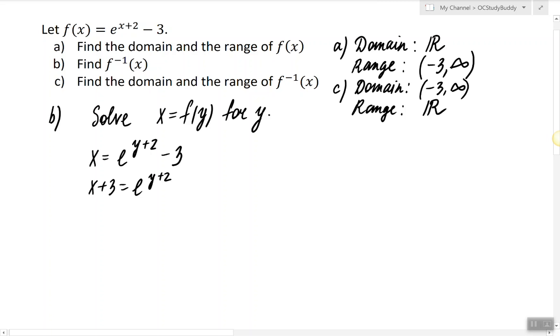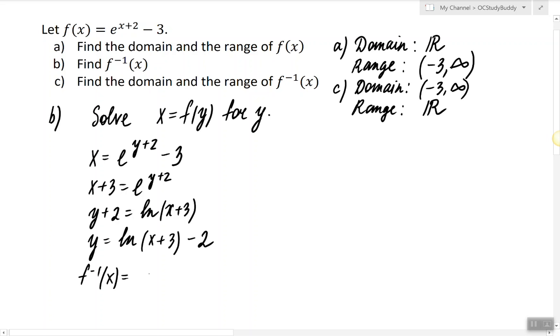Let's change the form of this equation from exponential to logarithmic. That means y plus 2 is equal to ln of x plus 3. And now we're almost there. We just have to subtract 2 from both sides. And there we go, we isolated y, so the inverse function is given by this expression on the right hand side.